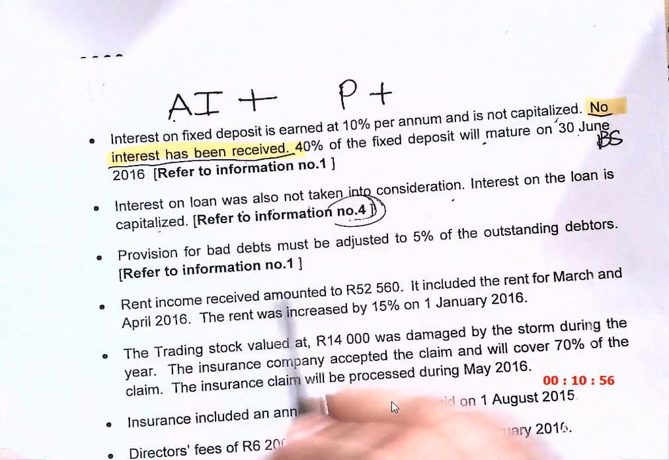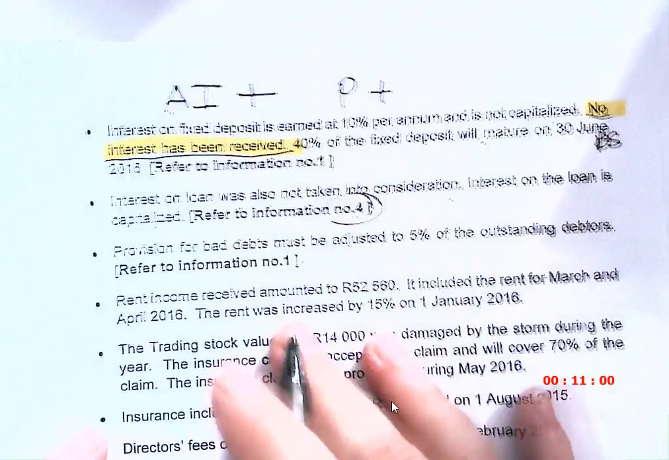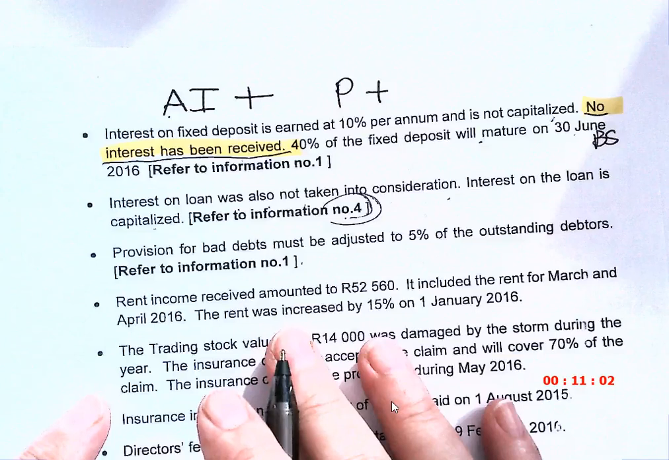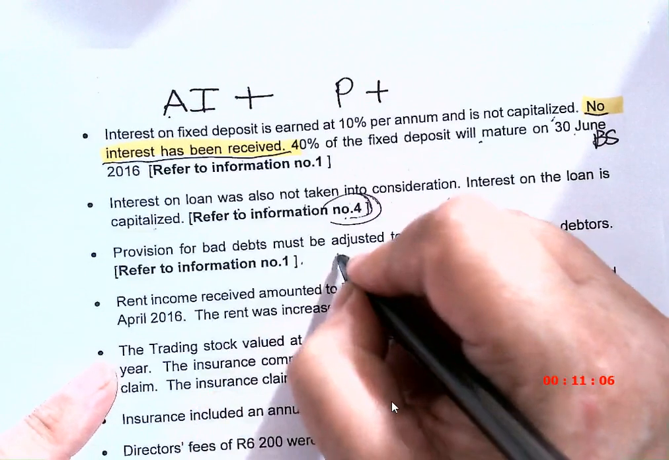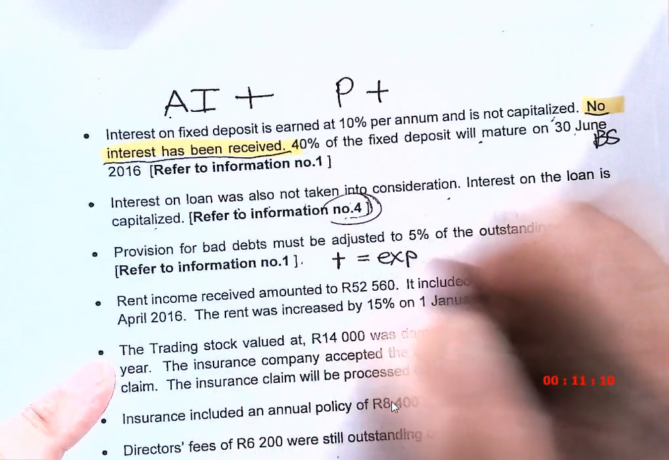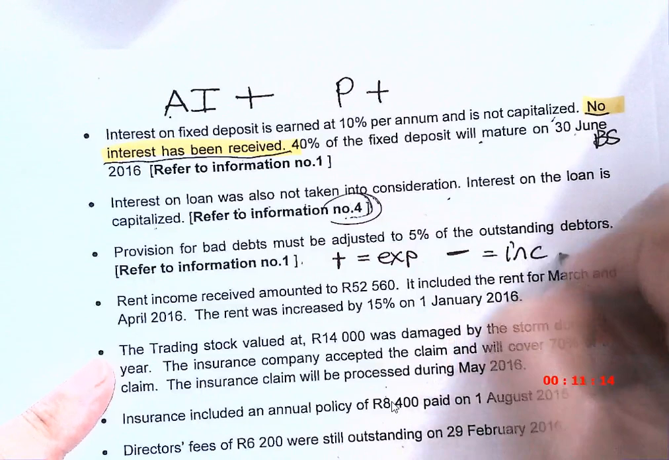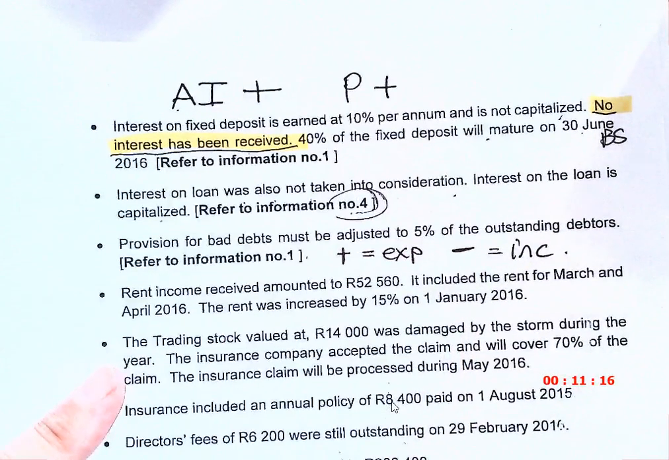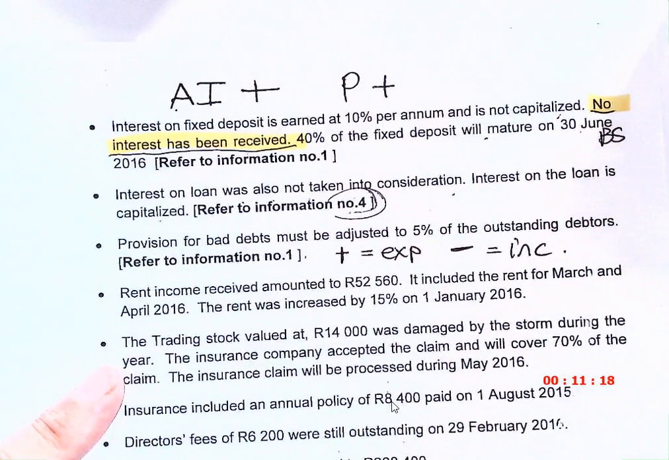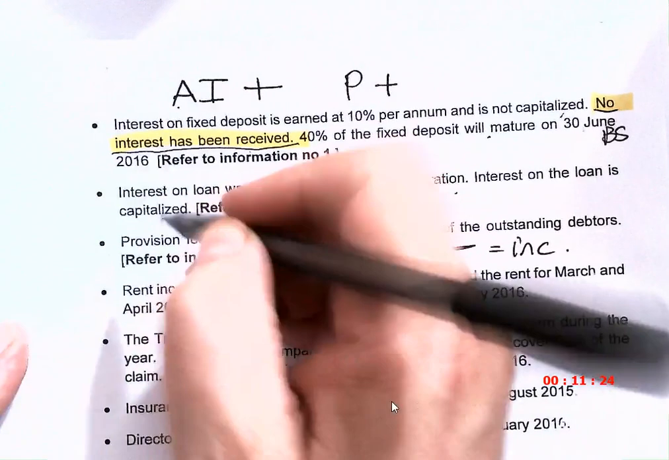Provision for bad debt. Now, what do I know? Provision for bad debt can be an income or an expense. If I need to increase it, it's an expense. If I need to decrease it, it's an income. Now let's go look. They say provision for bad debts must be adjusted to 5% of the outstanding debtors. Now, I'm going to do it here.